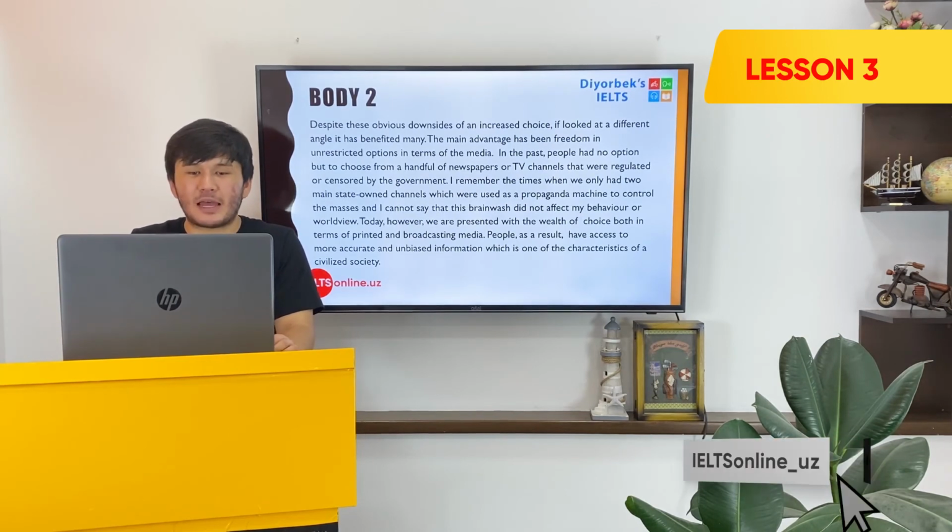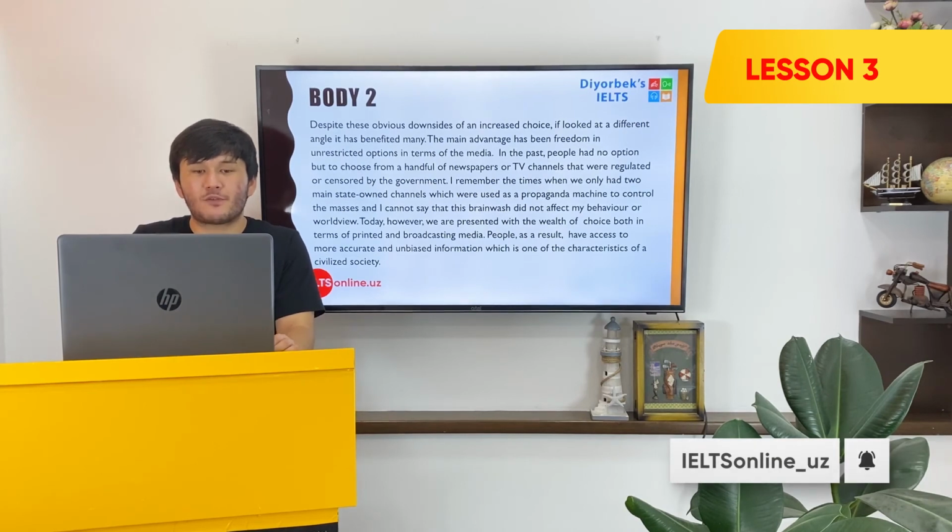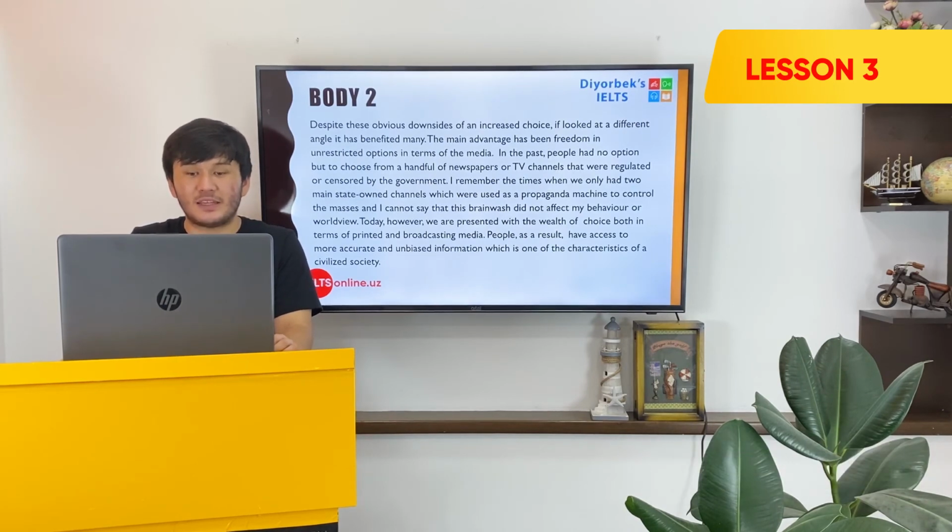In the past, people had no option but to choose from a handful of newspapers or TV channels that were regulated or censored by the government. I remember the times when we only had 2 main state-owned channels which were used as a propaganda machine to control the masses, and I cannot say that this brainwash did not affect my behavior or my worldview.